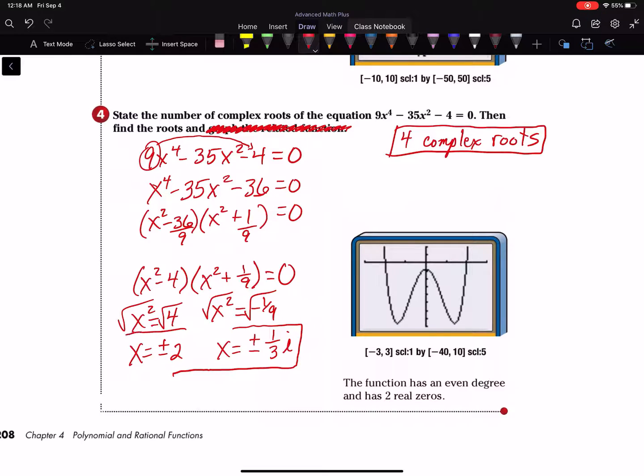And over here are my 2 real roots. And 2 imaginary roots plus 2 real roots equal 4 total complex roots. Okay.